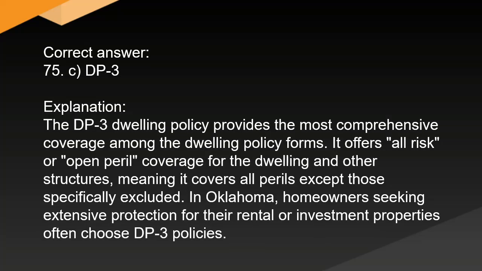Correct answer. C. DPIP 3. Explanation. The DPIP 3 dwelling policy provides the most comprehensive coverage among the dwelling policy forms. It offers all-risk open peril coverage for the dwelling and other structures, meaning it covers all perils except those specifically excluded. In Oklahoma, homeowners seeking extensive protection for their rental or investment properties often choose DPIP 3 policies.